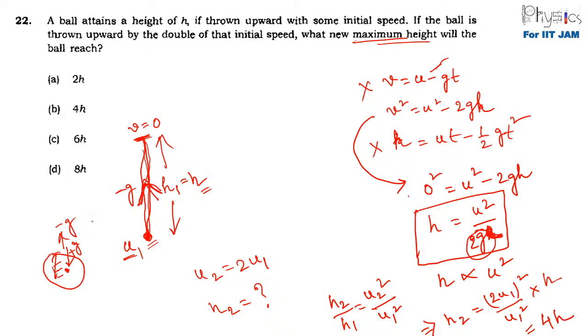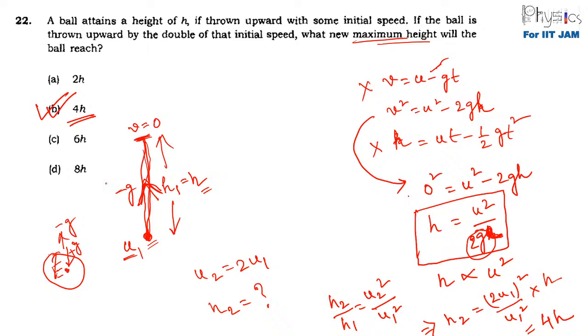So our correct answer is option B, 4H. This is our correct answer. Okay, option B, 4H. So do you have any doubt, anyone? Please tell me.